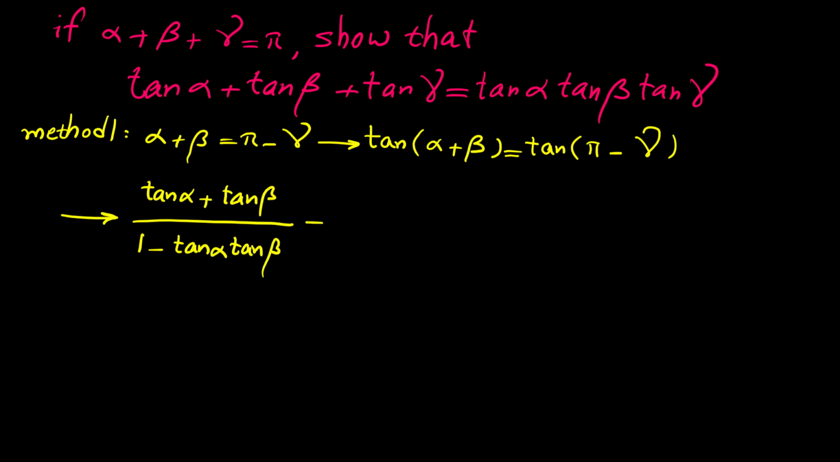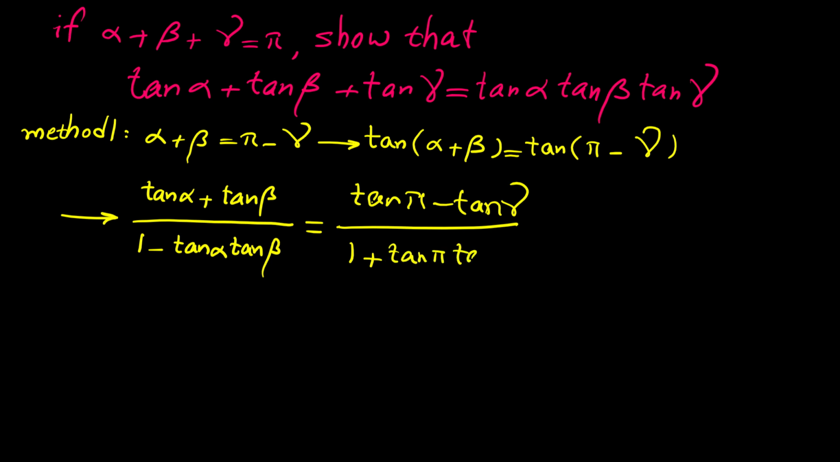By using the formula for minus for the other side, this equals tangent of pi minus tangent of gamma all over 1 plus tangent of pi tangent of gamma. Tangent of pi is 0.